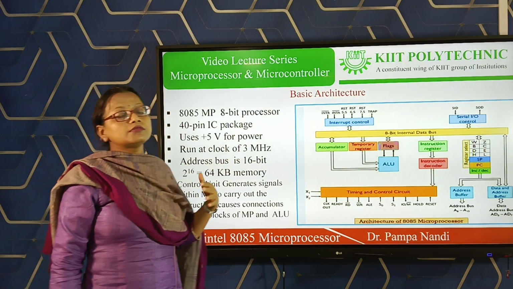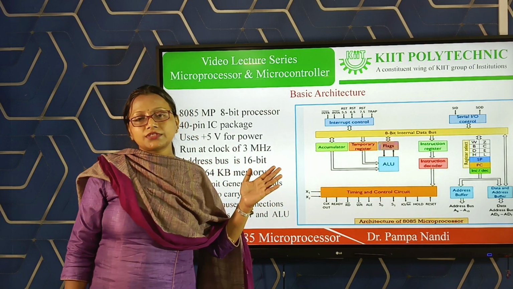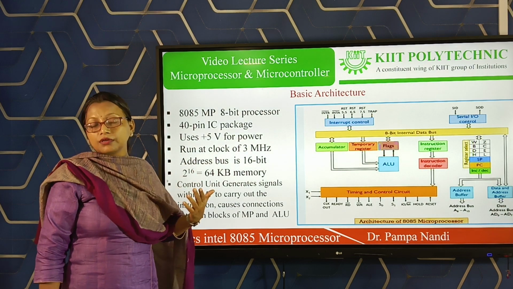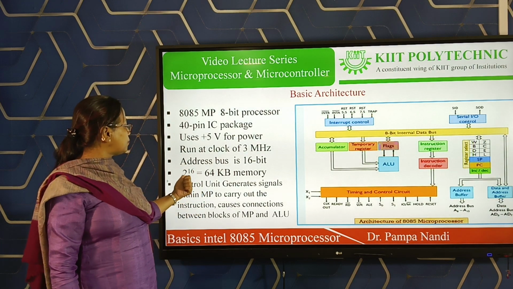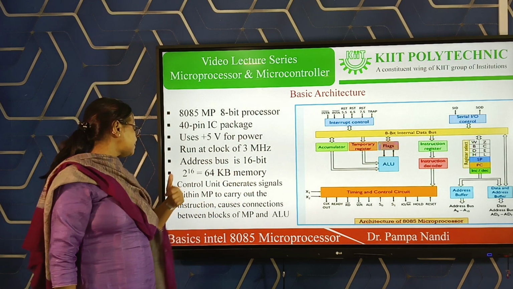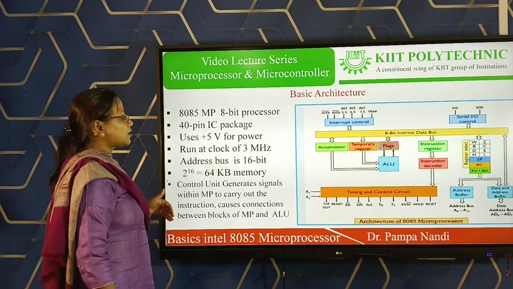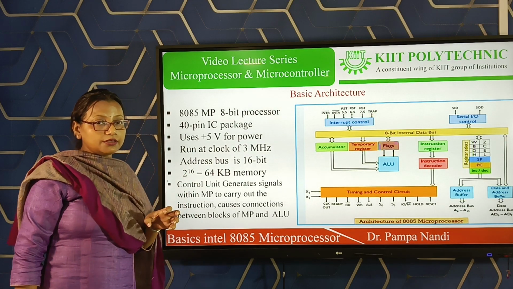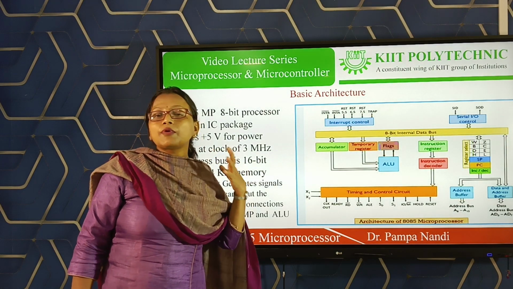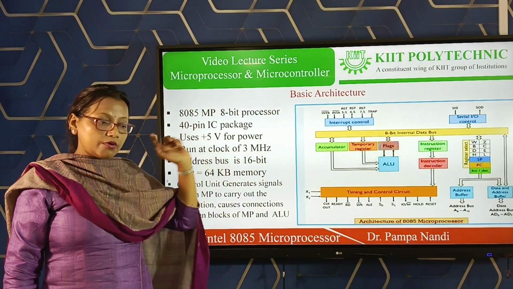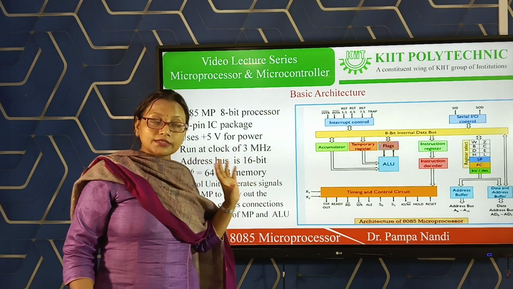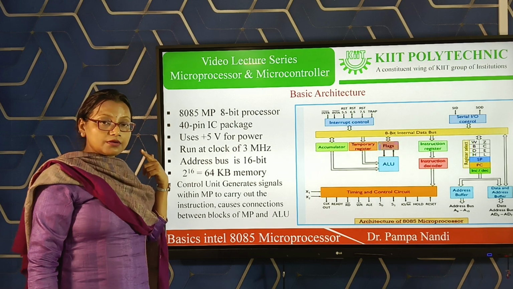Then it has, as I mentioned, 16 address lines. So 16 address lines can locate how many locations? 2 power 16, that is 64 KB of memory locations or input output. Then the control unit: the microprocessor is the deciding factor, like our brain, which decides now I need to move my hand or now I need to move my leg. Everything is decided by our processor, our brain.